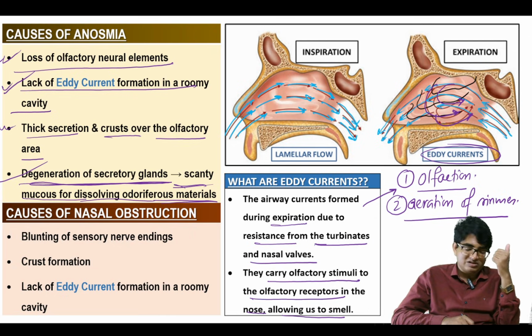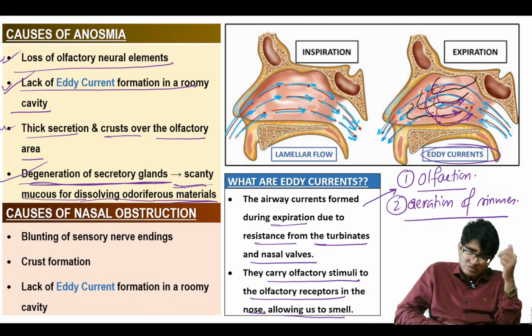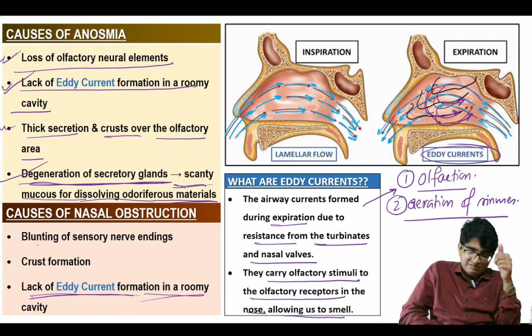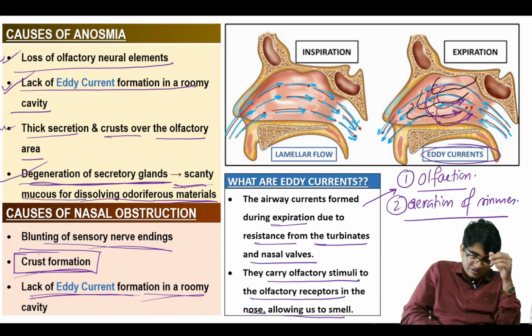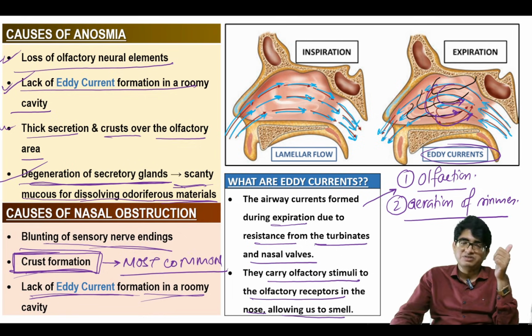Correct? Next, coming to the point of nasal obstruction. Again, eddy currents. What do they do? The second important role, aeration of sinuses. So aeration of sinuses is hampered, so obviously there will be nasal obstruction. Correct? Okay. Now, the blunting of sensory nerve endings and crust formation are also important causes of nasal obstruction, and rather this crust formation is the most common cause of nasal obstruction in atrophic rhinitis. You have to remember this. Correct? Okay. This is an MCQ.